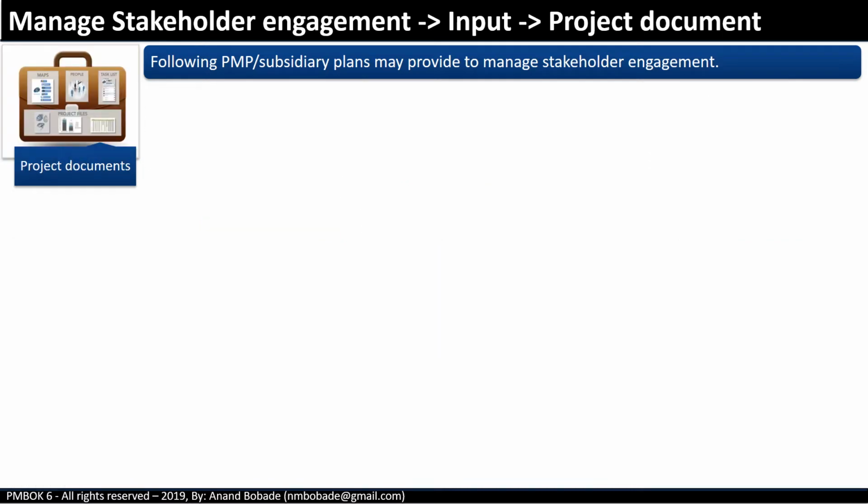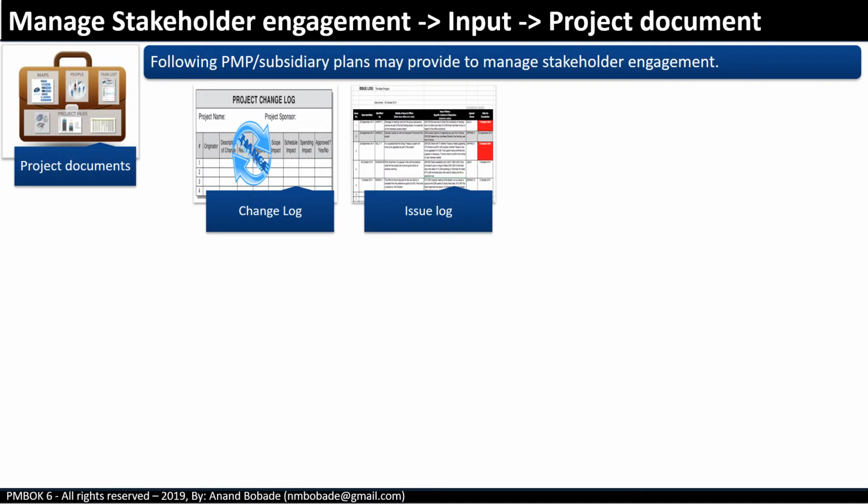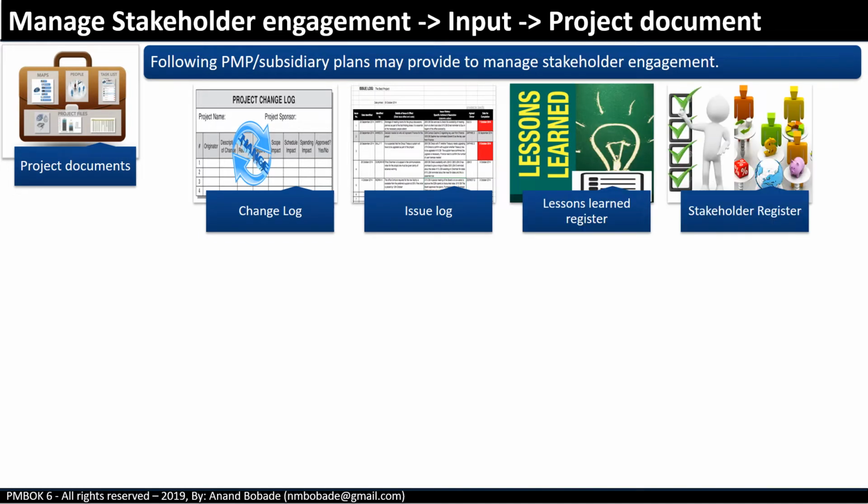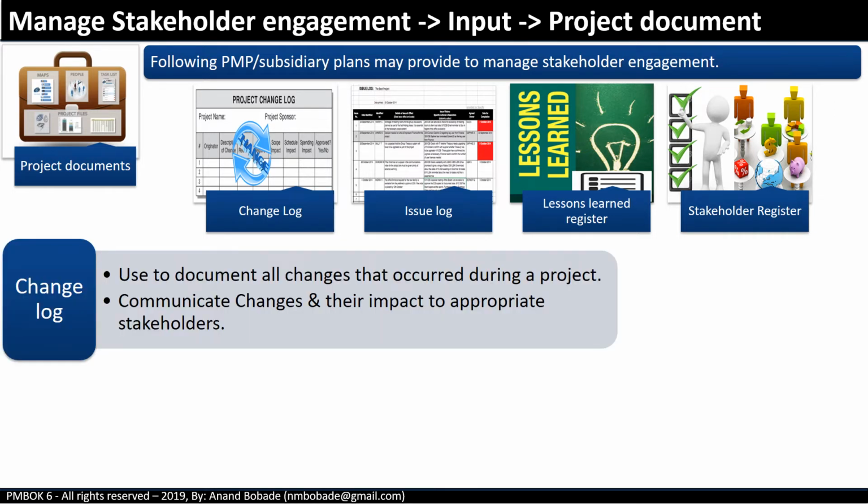Project documents. The key project documents that help in managing stakeholder engagement are the change log, issue log, lessons learned register, and finally the stakeholder register. So how do these documents help to manage stakeholder engagement? The change log has all changes that occur during a project. It also contains any change requests in progress. It helps communicate changes and their impact to appropriate stakeholders.